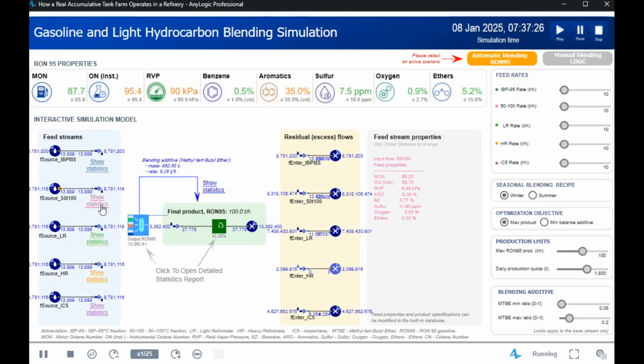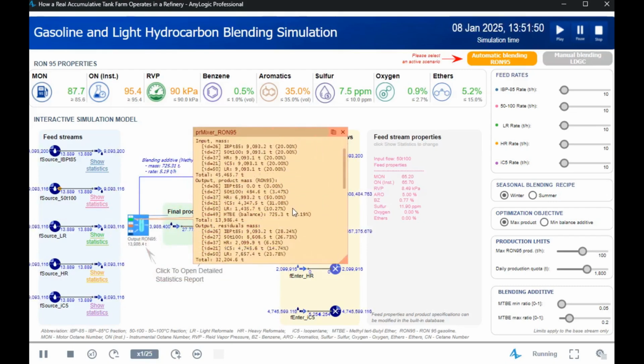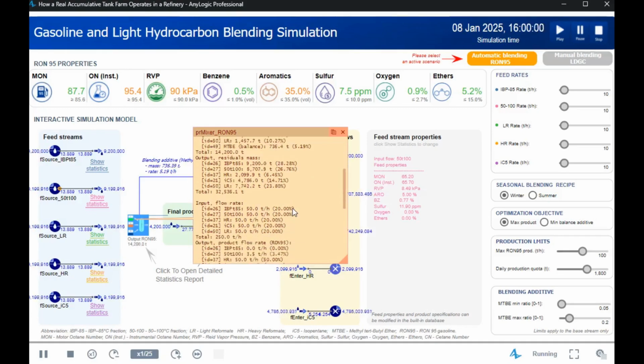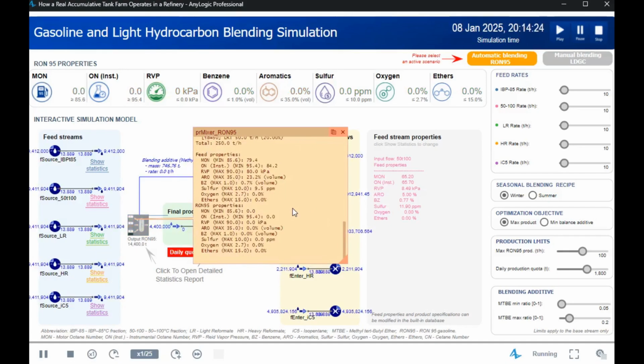The product mixer therefore determines the optimal combination of available streams, and, when necessary, adds the balancing additive to achieve the required product quality. While the key properties of the streams, such as octane number, vapor pressure, and sulfur content, are stored in the database, operational parameters, such as flow rates, can be changed dynamically during the simulation.